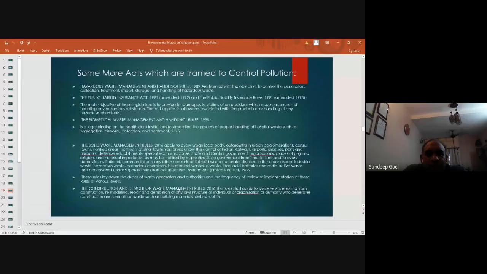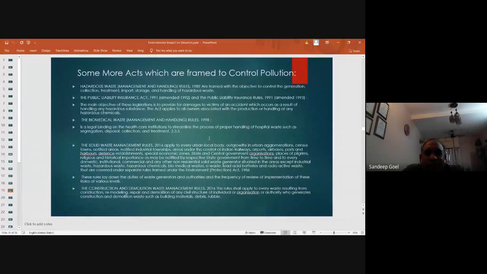Some more acts. These are some more acts which are also in your syllabus. You will just go through these and you will get the quick answer over it. No, I will do one thing. After this, I will have some objective questions. Through that, you will have the idea how to answer the question.